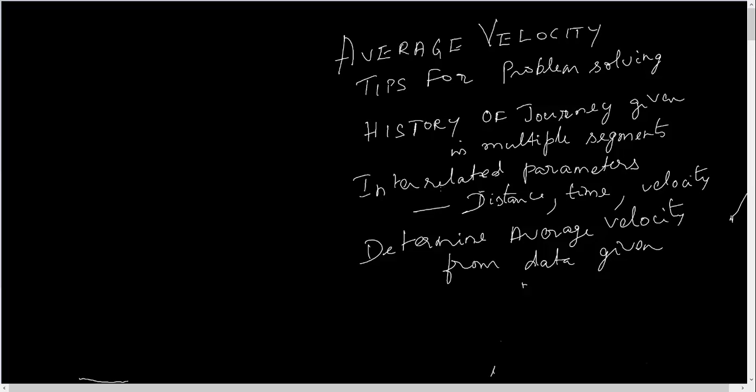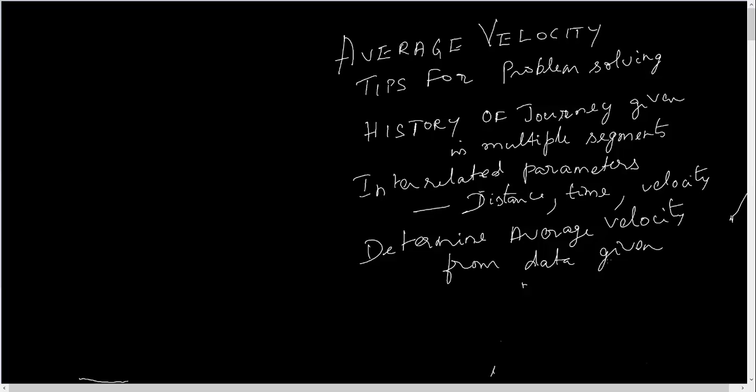Now, what are the interrelated parameters? Distance is one of them in that particular segment under study. Time, the duration of the journey for that particular interval, not the whole journey, but the velocity for that particular segment. And then with all the given data, to determine the average velocity from the data given will be our study that we are taking up now.